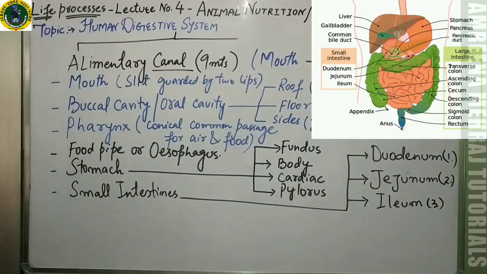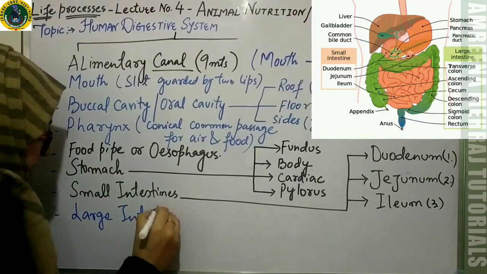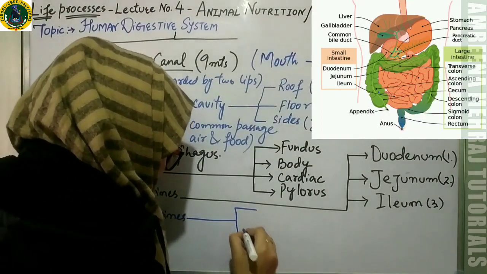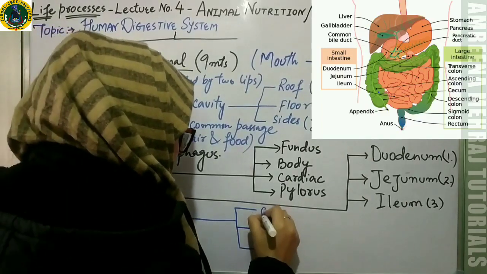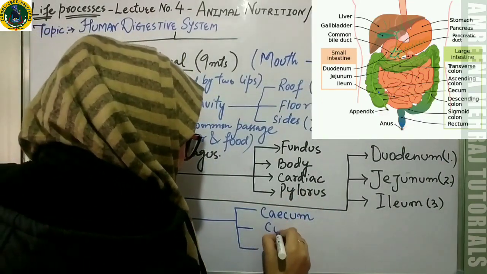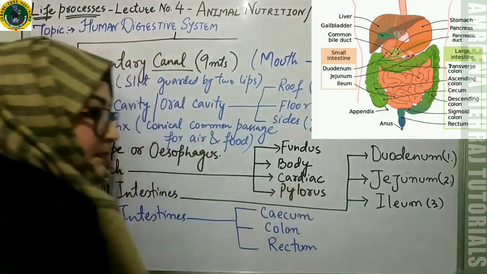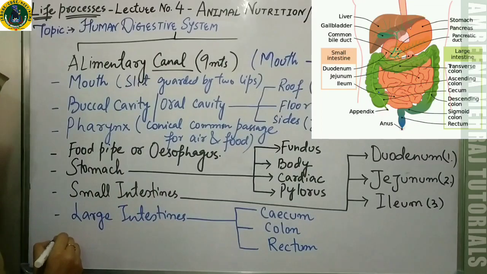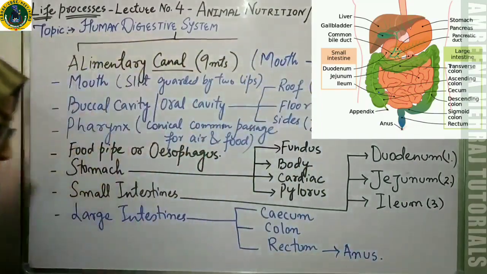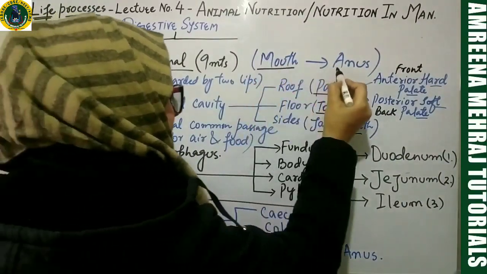Then after the ileum, you will find the large intestines, again having 3 parts. The first part will be cecum, the second part will be colon, and the last part will be rectum. At the end of the rectum, this will be followed by the anus. So you got all the parts. I told you that the alimentary canal starts from the mouth and ends at the anus.